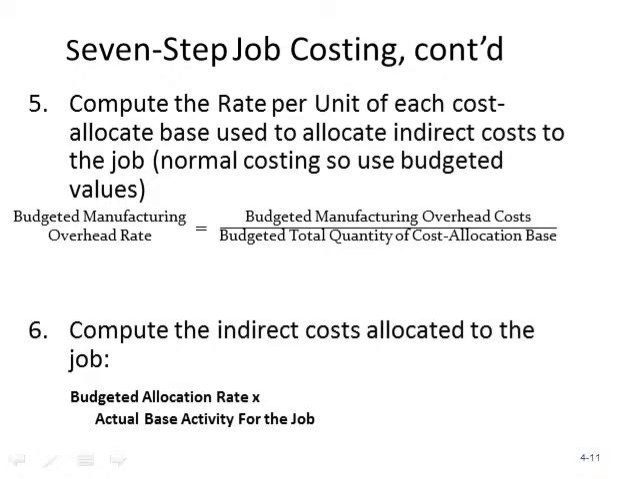And then we talk about step 6. We use the allocation rate determined in step 5 to calculate the cost that should be allocated to the job. So to allocate cost to the job, we use the budgeted manufacturing overhead rate that we developed in step 5 and apply it to the actual base activity for the job. We come up with this budgeted manufacturing overhead cost, and then we apply it based on actual activity.